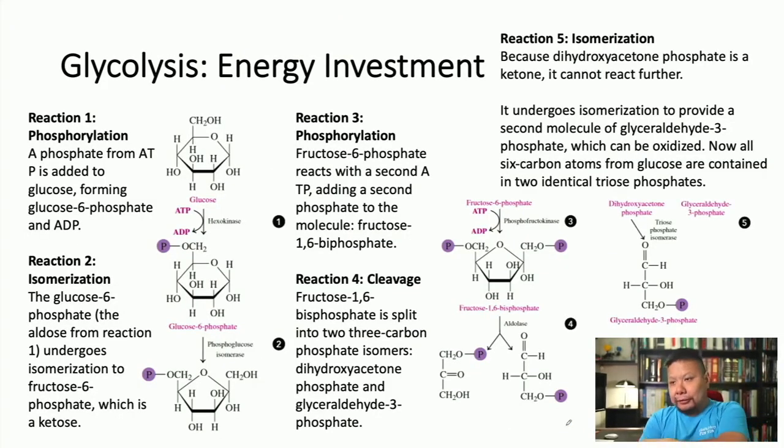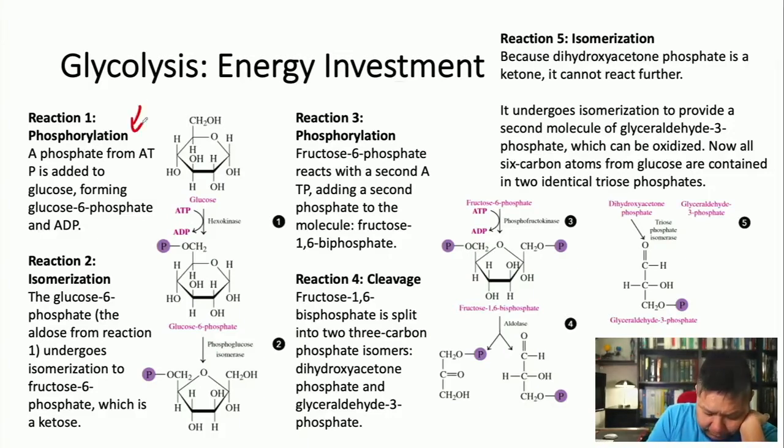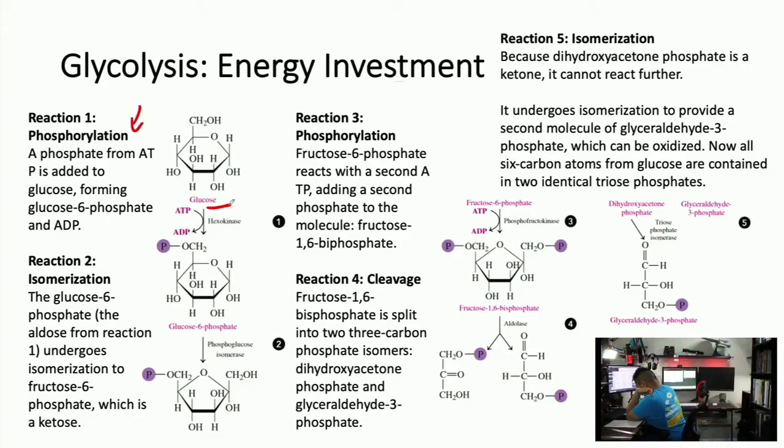I'm going to go through this one by one, because there are a lot of steps here and we don't want to get confused. In the first step, we have phosphorylation. You have a glucose here, and the glucose, using hexokinase, the first enzyme in glycolysis, along with an ATP, will phosphorylate the glucose right here. And that becomes glucose 6-phosphate.